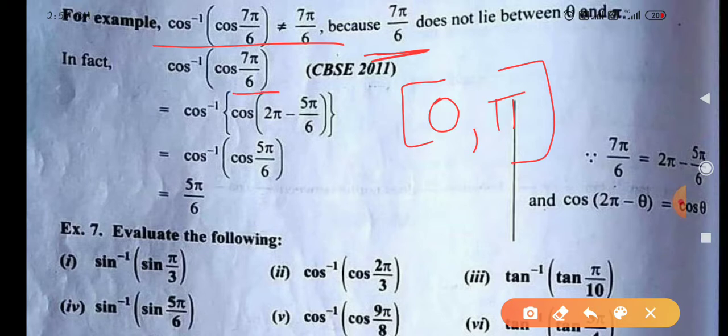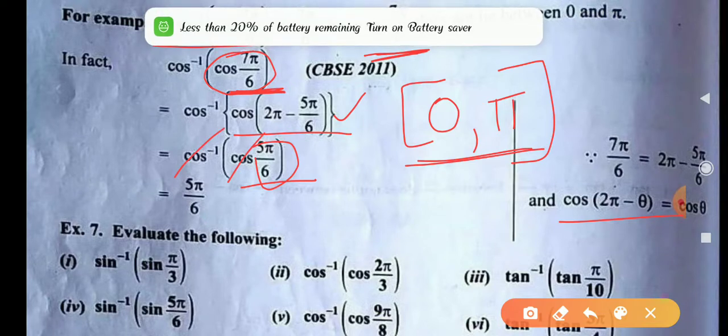So first of all, I will change this angle so that it lies in this interval, then I can apply the self-adjusting property. Cos 7 pi by 6 is a positive term, and cos is positive in the first and fourth quadrants. In class 11th you have studied. The first quadrant we cannot use because this angle is greater than pi. So with the help of the fourth quadrant we can write this angle 7 pi by 6 as 2 pi minus 5 pi by 6. Now cos 2 pi minus theta equals cos theta, as you have studied in class 11th. So with the help of this property you can write cos 5 pi by 6. Now 5 pi by 6 is an angle which lies between 0 and pi. So you can apply the self-adjusting property and write the answer 5 pi by 6.